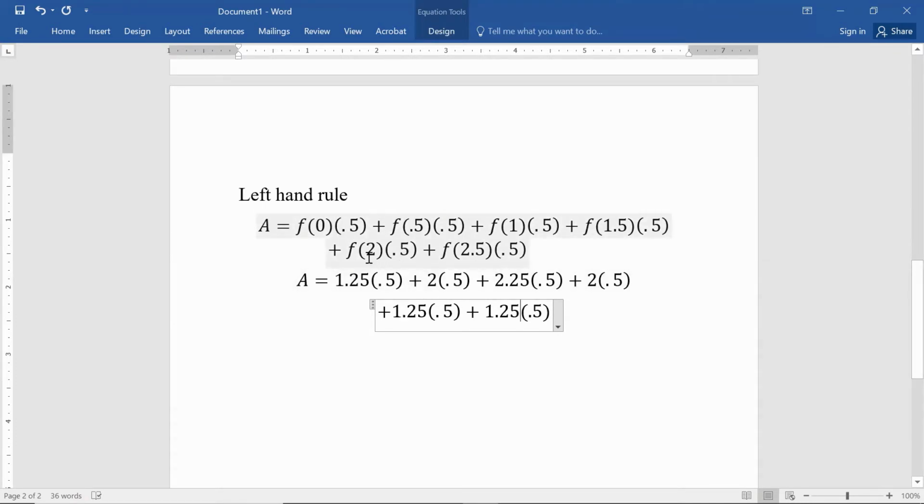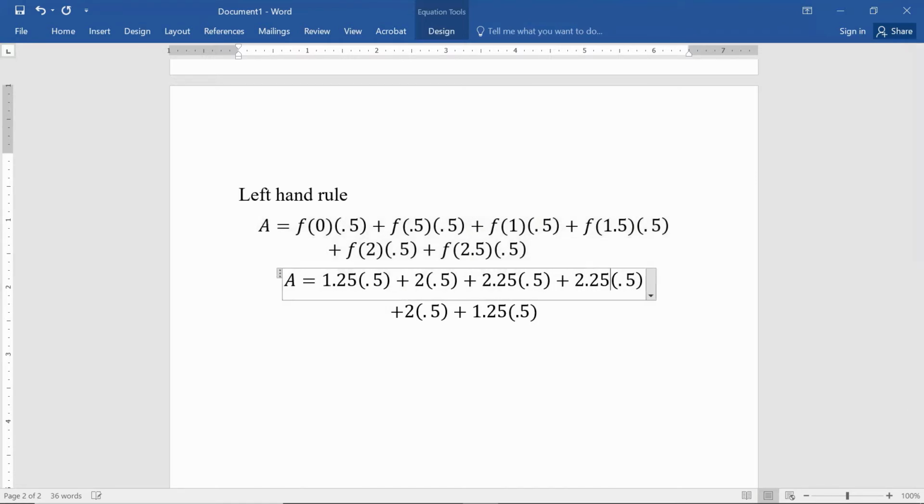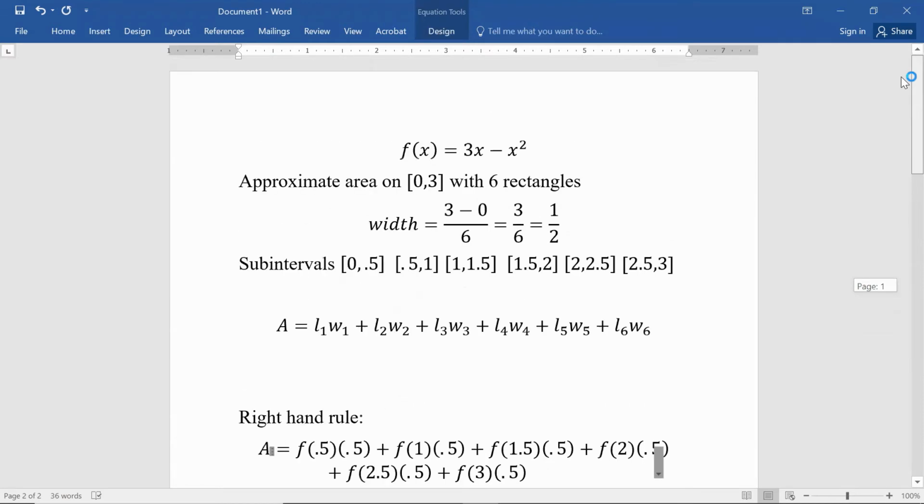F of 2 is 2. F of 1.5 is actually 2.25. We already calculated that. F of 1 is the number 2. F of 0.5 is 1.25. It turns out F of 0 is 0. That's pretty easy to calculate. Plug 0 into my function, you get 0 out.